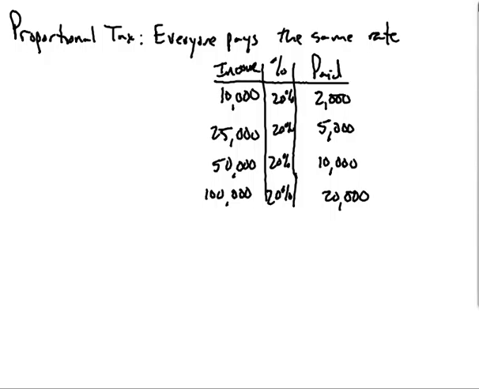Those are the two types of direct taxes that we have: progressive and proportional. And by the way, proportional is also called a flat tax. So if you ever hear anybody talking about a flat tax, this is what they mean. Now the last one that I want to talk about is an indirect tax.